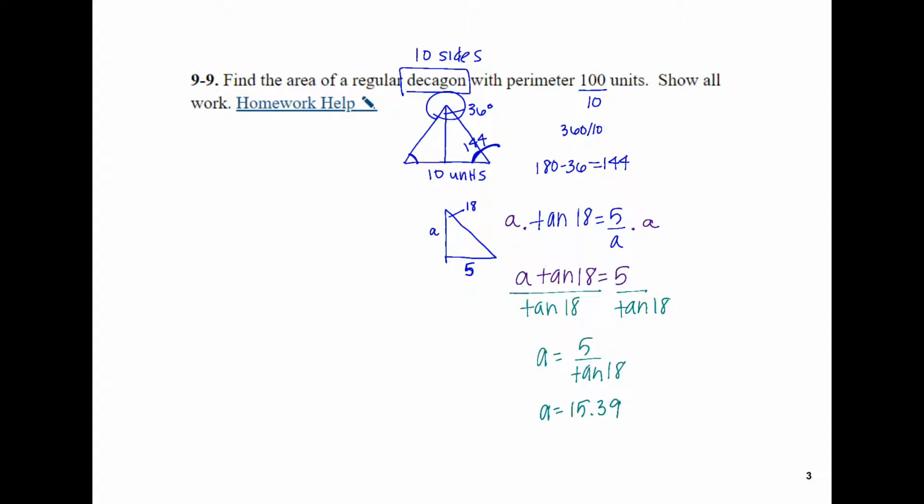So when we take 1/2 base times height, so 10 times 15.39 divided by 2, we get 76.94, and then we need to take that and multiply that times 10 because we have 10 triangles inside of our decagon, and we get an area of 769.42 units squared.